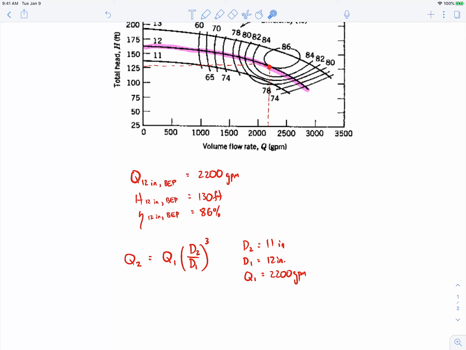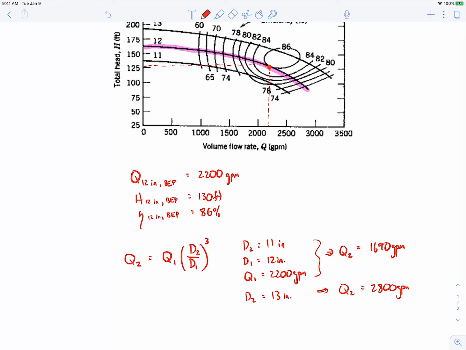The D2 is the 11-inch impeller diameter. We use that formula, and you'll get the new volumetric flow rate as being 1690 gallons per minute. And we can also do it with a 13-inch impeller diameter. And for that one, you'd get the new flow rate as being 2800 gallons per minute. So that's what we predict from our scaling rule that we derived from dimensional analysis.